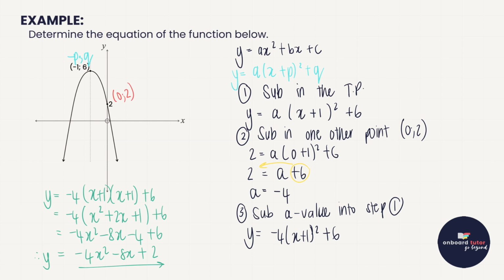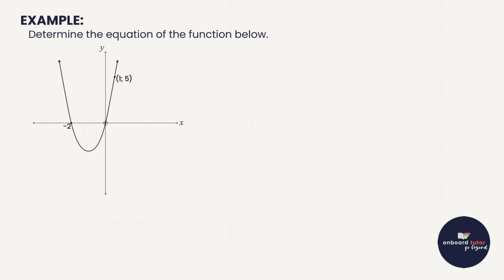Okay, so the steps here, if we need to determine the equation, step 1, substitute the turning point. Step 2, substitute one other point. And then finally, step 3, take your answer in step 2 and go and pop it into the equation in step 1. Let's take a look at one last example.